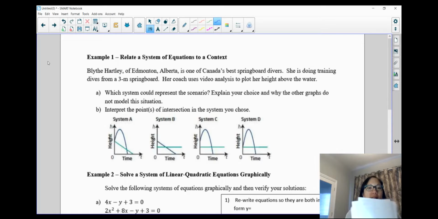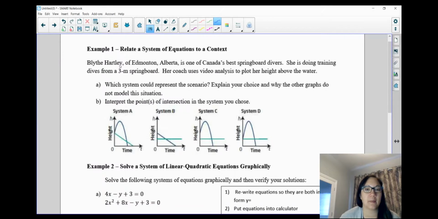Okay, so let's take a look at an example. And here's some that are already graphed for us. So this is Blythe Hartley of Edmonton, Alberta, one of Canada's best springboard divers. She's doing training dives from a 3-meter springboard. Her coach uses video analysis to plot her height above the water. A, which system could represent the scenario? Explain your choice and why the other graphs do not model this situation. And B, interpret the point or points of intersection in the system you choose. So it's kind of a multiple choice here.